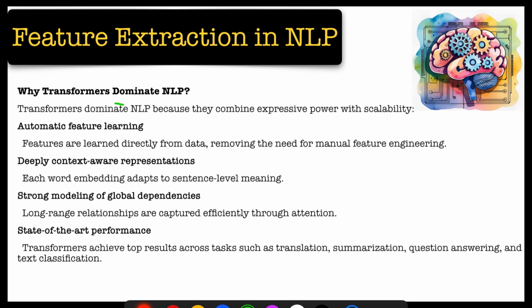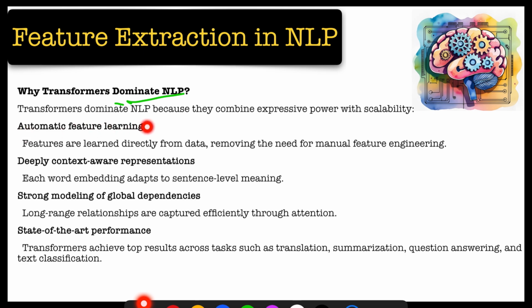So why do transformers dominate NLP? Transformers dominate NLP, or natural language processing, these days because they combine expressive power with scalability. It can express the meaning of the text much better, and it is scalable. I will discuss the transformer architecture in detail later, but expressive power and scalability are the two main things. That's why transformers dominate NLP feature extraction.